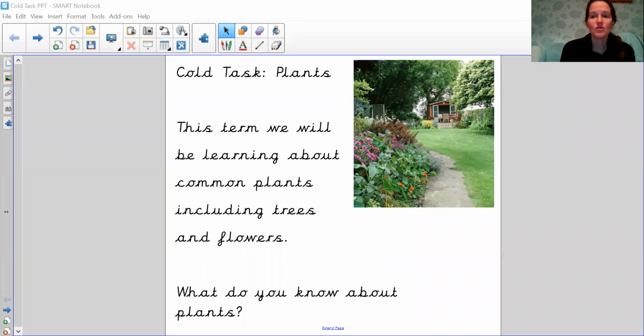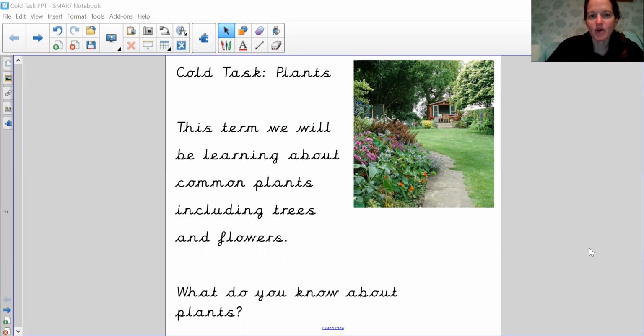This week we'll be doing some home learning, and this is your first science lesson of the week. Now, our topic for this half term is all about plants. We are going to start with an activity about plants. So here we are, your cold task. I want to know what you know about plants already.